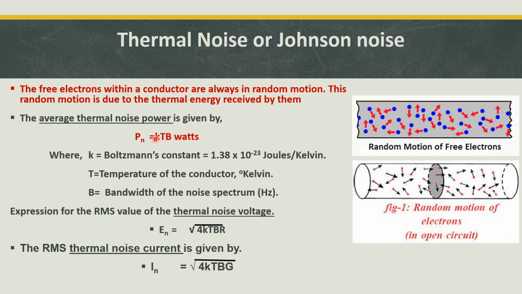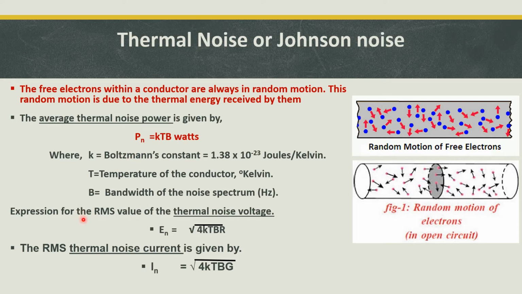Here K is constant, and T and B will decide the thermal noise power. So if temperature increases, the noise power will increase. If bandwidth increases, the noise power will increase. In a similar manner, if both the parameters are reduced, the noise power will reduce.